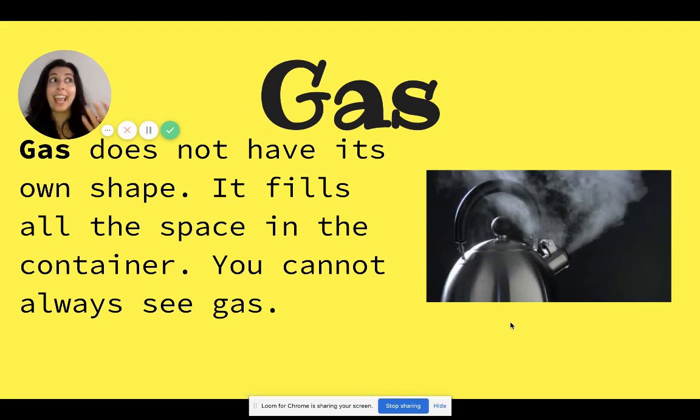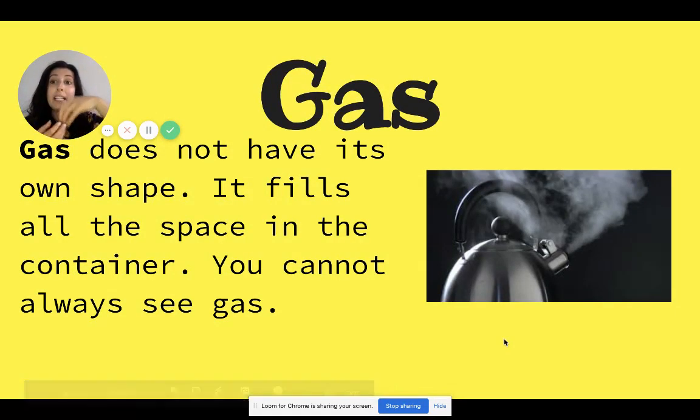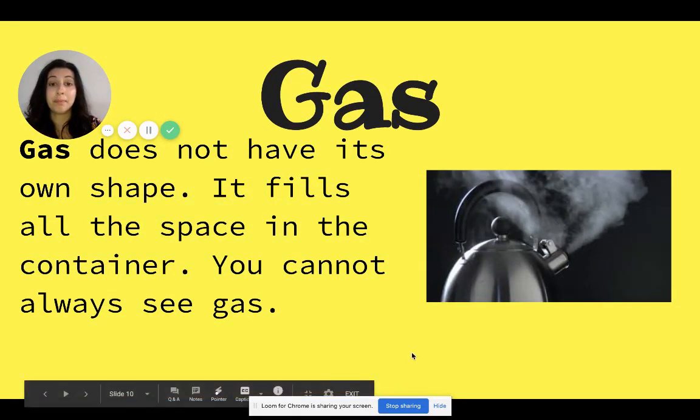Now, with air, we can't see it. With water vapor or steam, we can see it. If you've ever boiled tea in a tea kettle, you might see steam or water vapor coming out of the tea kettle, and that is gas. That's water that has been heated up and turned to gas.